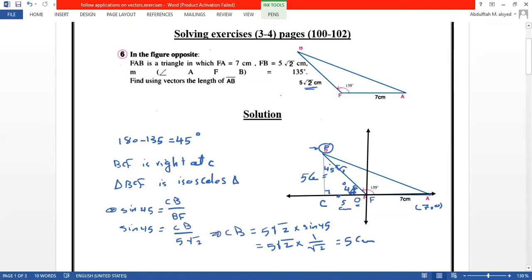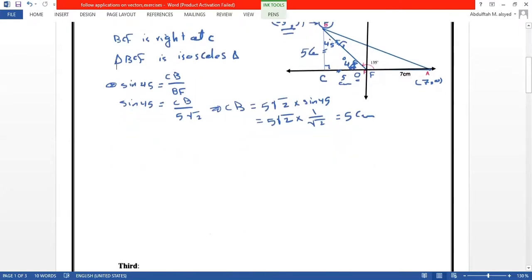Now the coordinates of the point B: 5 in the Y coordinate, because this is 5 and this is parallel to the Y axis, and this is negative 5 in the negative direction of the X axis. So the point B is negative 5 and 5. Point A is 7 and 0.